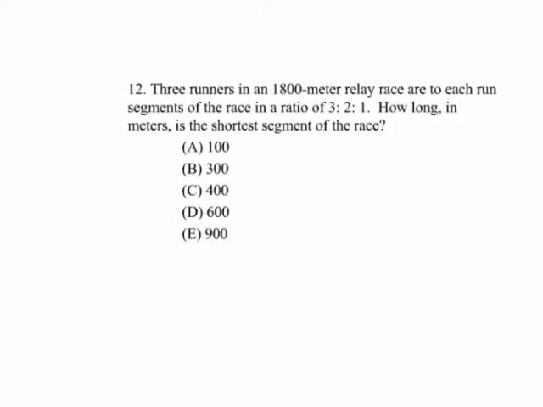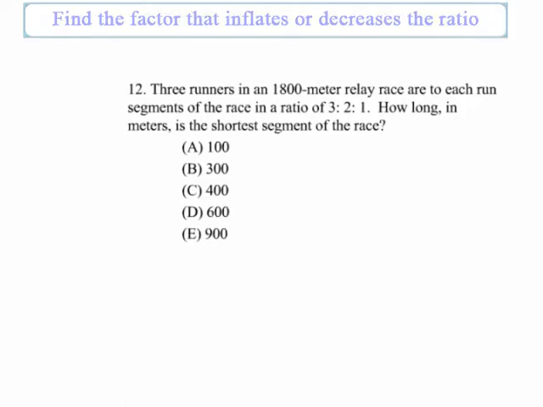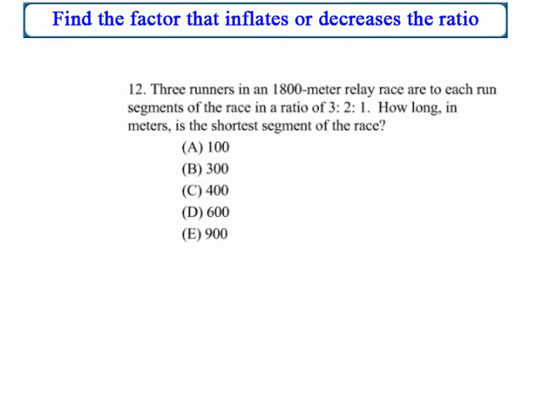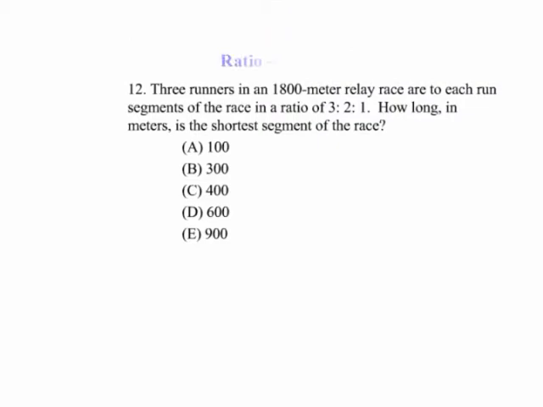This is a very common type of ratio problem on the test. They say that you've got 3 runners in an 1800 meter race, and they race in segments of 3 to 2 to 1. How long in meters is the shortest segment? Well, what you do is you say, I want to find the factor that inflates or decreases this ratio. When they give you a ratio and the total, that's always what you're going to be looking for in the SAT. You got to find that factor.